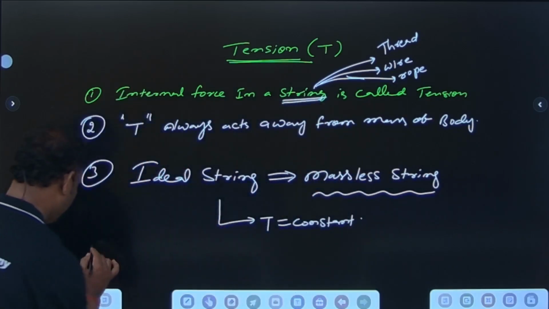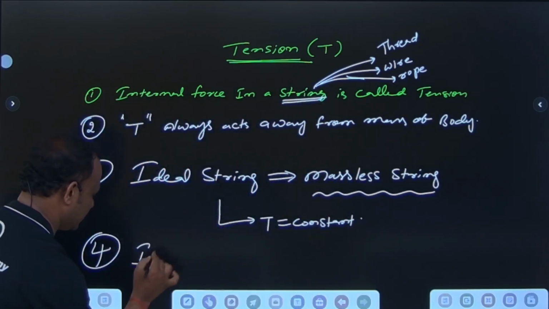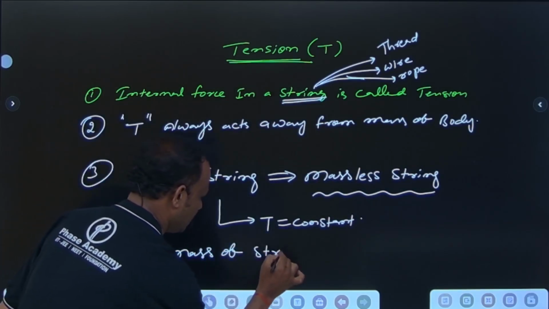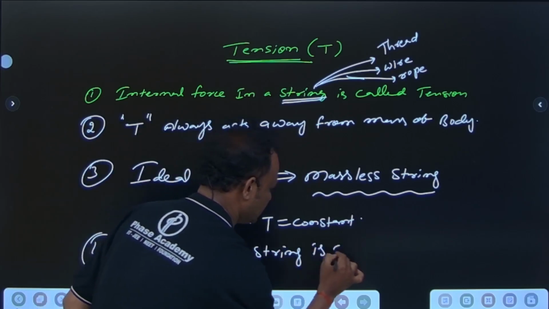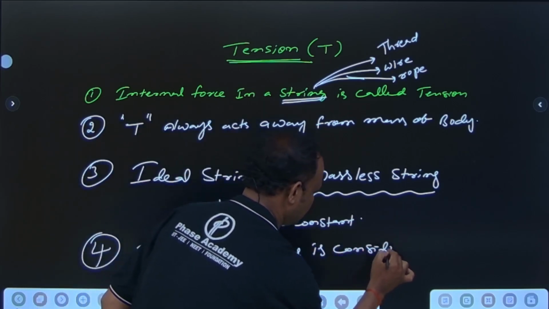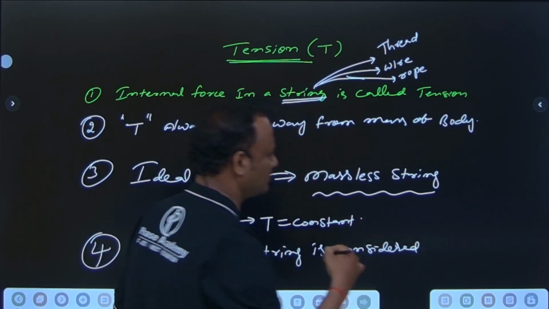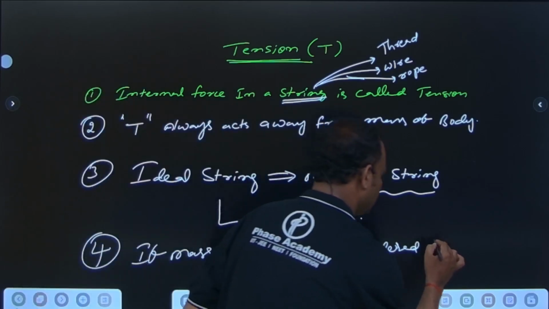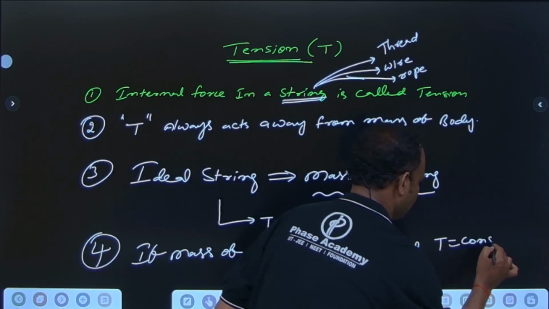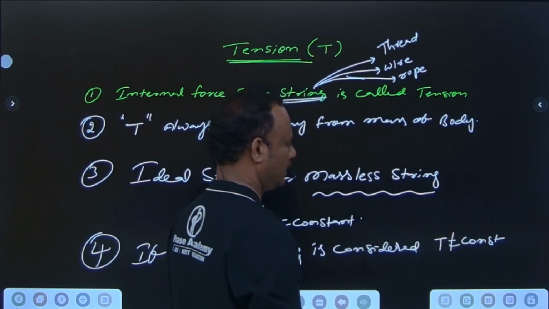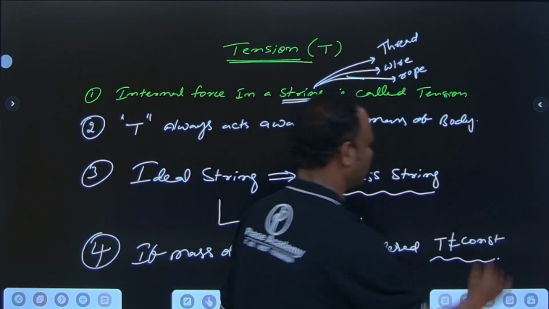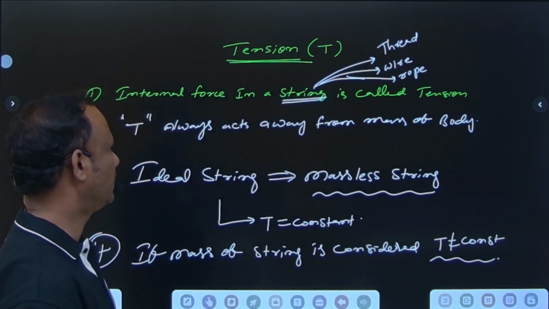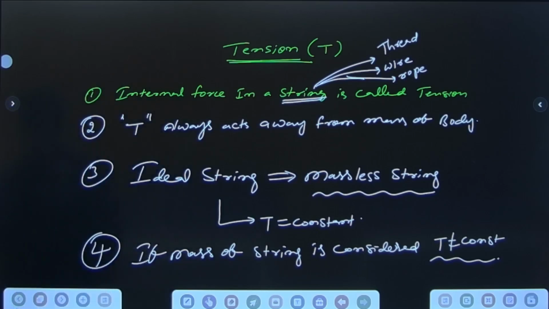But if the mass of the string is considered, considered means mass is there, which means tension is not the same. Tension is not constant at every point. Tension changes from point to point. This is about the tension or tensional force.